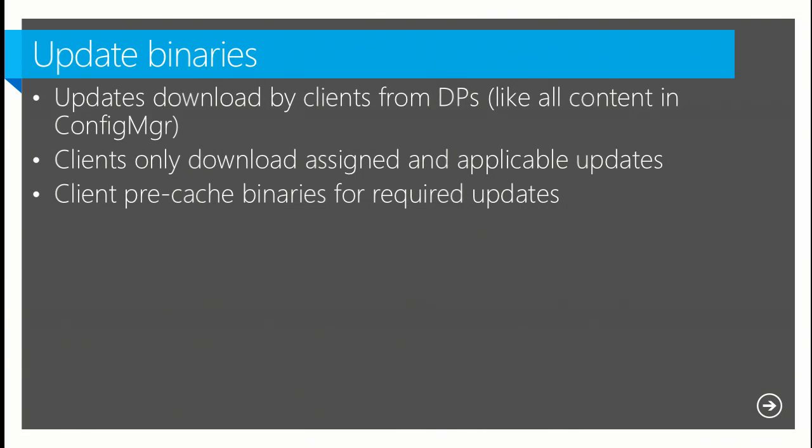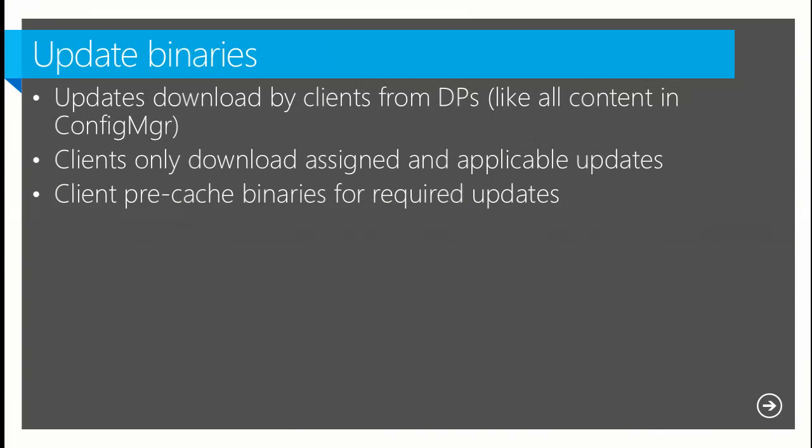So in this case, we're talking about the actual binaries. And I said at the beginning, WSUS isn't the one that gives those out. It's not the SUP that is actually distributing those. These actually come from the distribution points. So that kind of reinforces the no DP or the no SUPs at secondary sites.